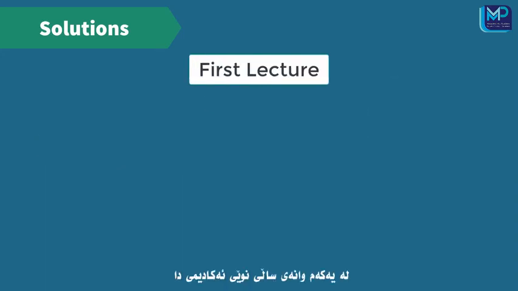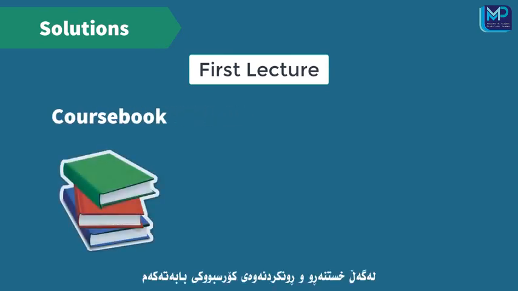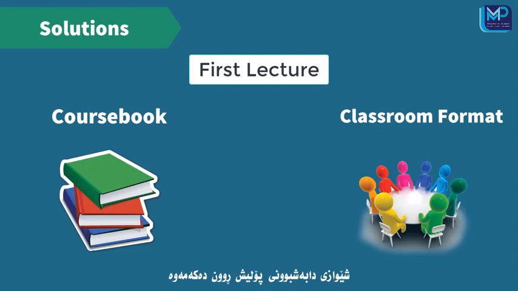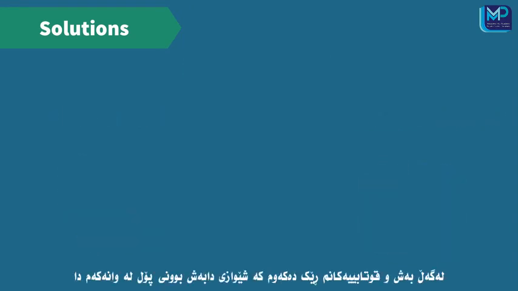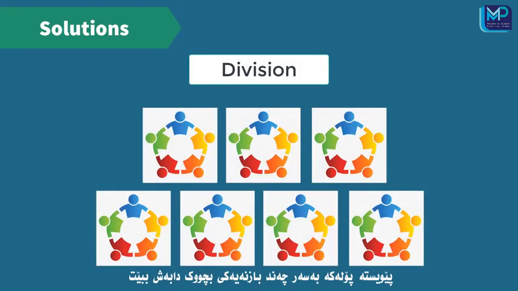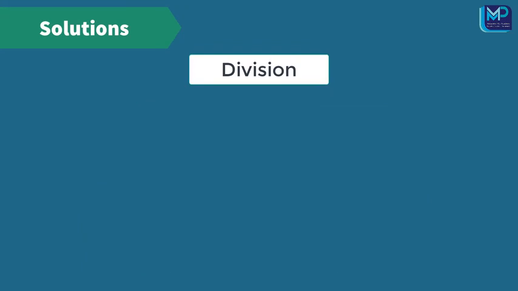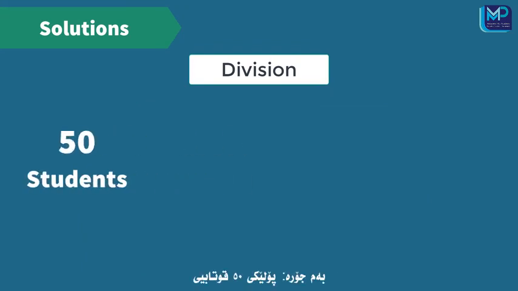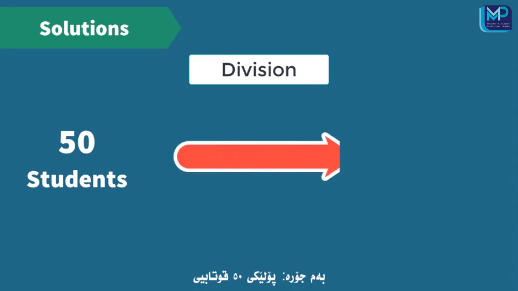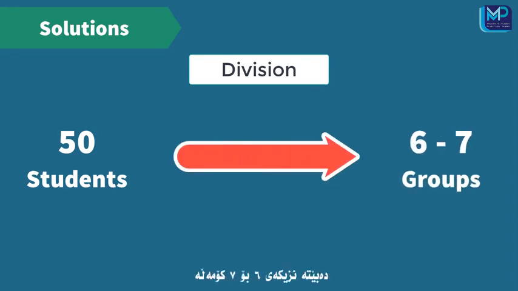At the first lecture of the academic year, with the presentation of my course book, I will also explain the classroom format that I need to have before I go in. I agree with the department and the students that in my classes, the hall should be organized in the form of small circles where 5 to 8 students can form a group. This will make the class of 50 students around 6 to 7 groups, which I believe is manageable.